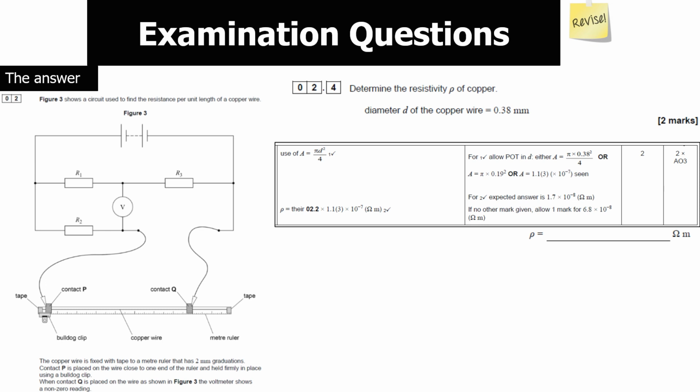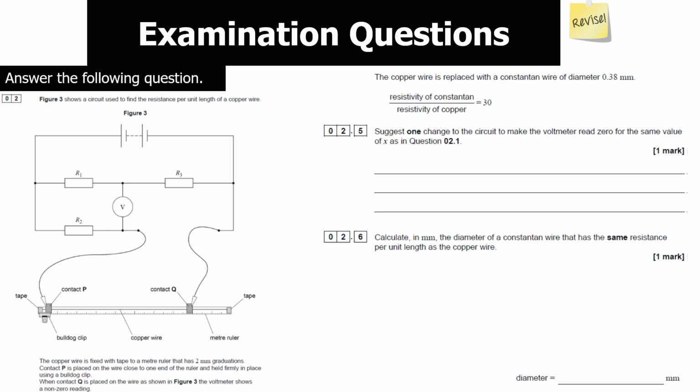Always think to yourself in questions, what have we worked out previously? How can I link into the answer? The next question says the copper wire is replaced with constantan wire of diameter 0.38 millimeters. The resistivity of constantan divided by the resistivity of copper equals 30. Suggest one change to the circuit to make the voltmeter read 0 for the same value of X as in question 2.1. Then calculate in millimeters the diameter of a constantan wire that has the same resistance per unit length as the copper wire. So pause the video now, then unpause the video when you want to go through your answer.